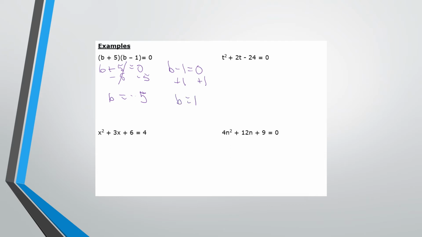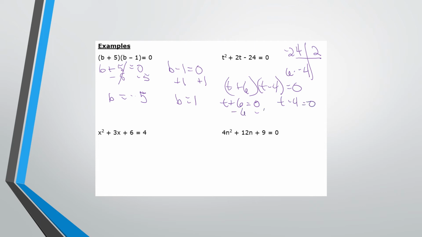Okay, next one we have to do the factoring for. So my AC is negative 24, and my b is 2. Things that multiply to negative 24, you do 6 and negative 4, would be negative 24, and 6 minus 4 is 2. So I get t plus 6 times t minus 4 equals 0. So I know that t plus 6 equals 0, and I know that t minus 4 can equal 0. So subtract 6 from both sides, t equals negative 6, add 4 to both sides, and t equals 4.